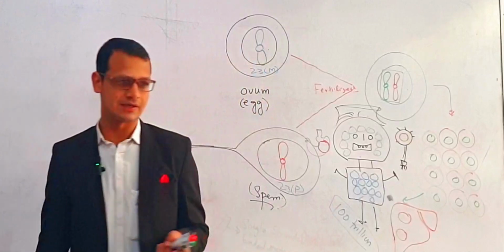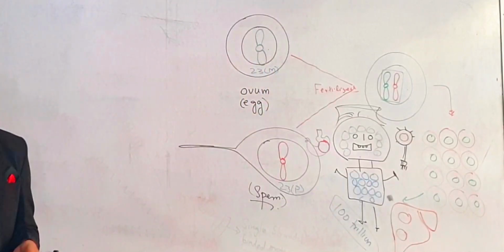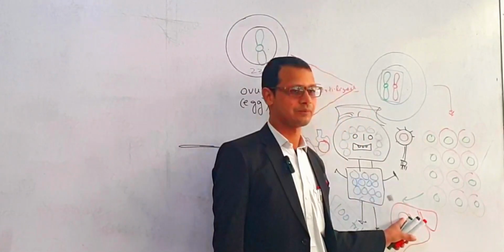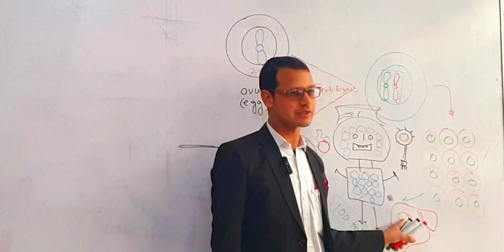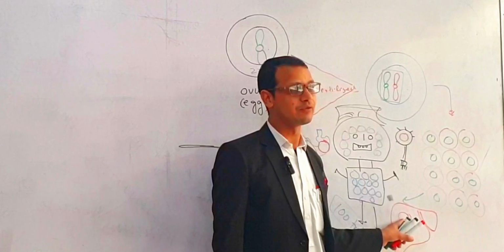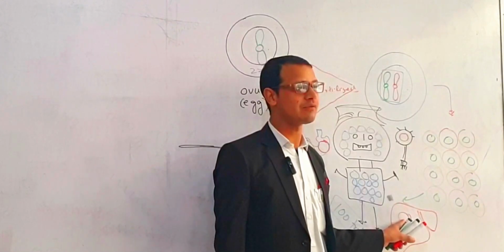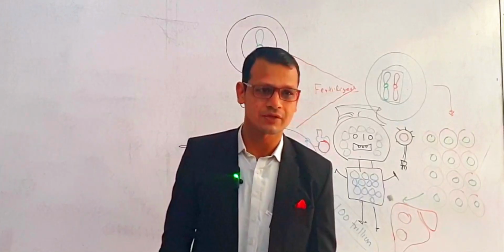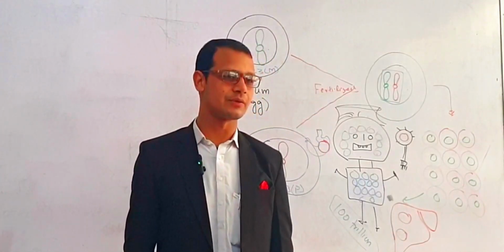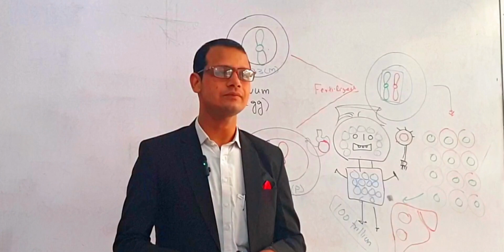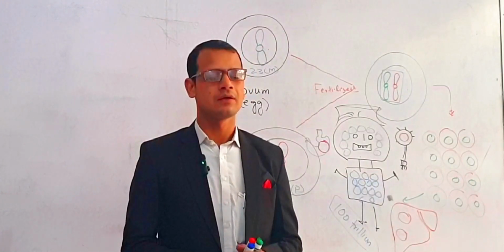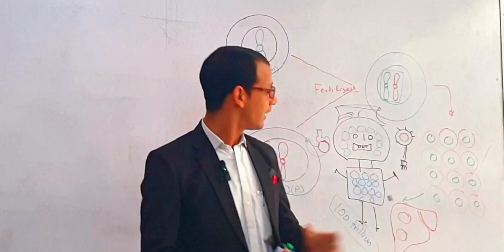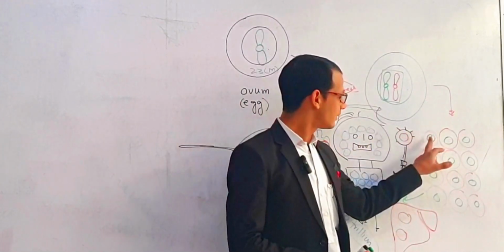Now, a question arises here. If all the cells have the same DNA, the same information stored in DNA, then why does every cell function differently from each other? That's the question. Anyone from you? Genes different, protein synthesis? No?